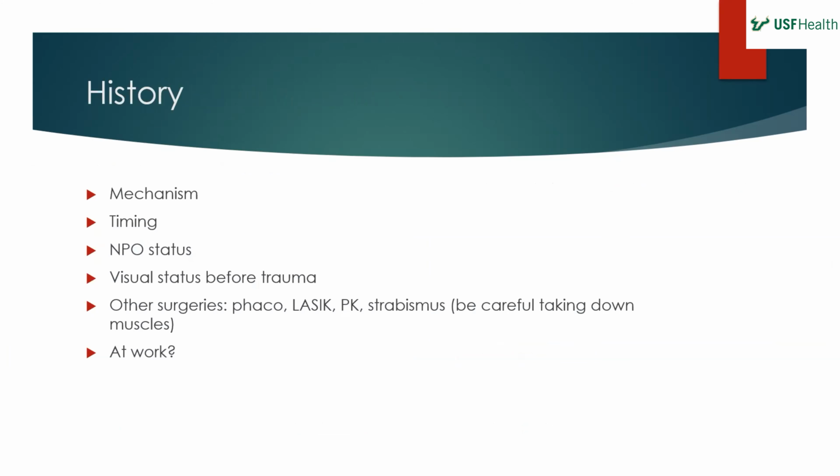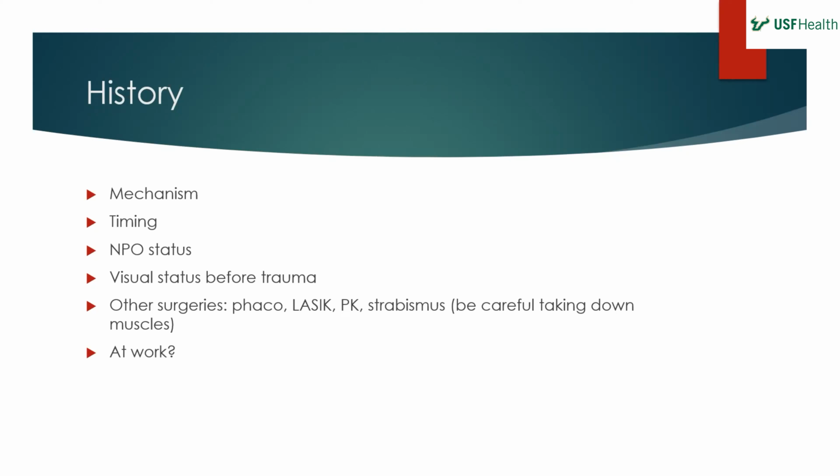Where I trained and worked with most of my ruptured globes, I did need to know the NPO status. I think in some of the community hospitals, it's not as important. The anesthesia will take people to the OR, even if they're not NPO. But worthwhile to know. And always ask what the visual status was before trauma. You'll be surprised how many people are amblyopic in an eye that they have trauma in. And sometimes I think it's that they're not protecting that eye, they don't have good vision and don't see things coming to protect themselves.